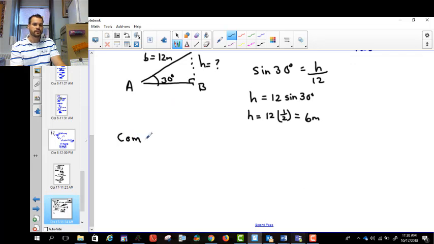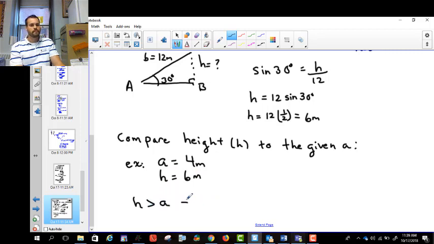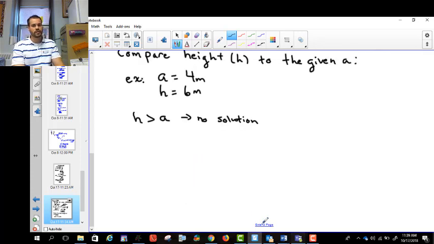So we're going to compare our height that we just found, h, to the given a value. All right, so our a value that we were given was 4 meters in our example, and our h value is 6 meters. Okay, and here's what happens. If the height is bigger than the a value, there's no solution. There's no triangle that works. Okay, which is our case. a is smaller than h. h is bigger than a, so we say there's no possibilities.